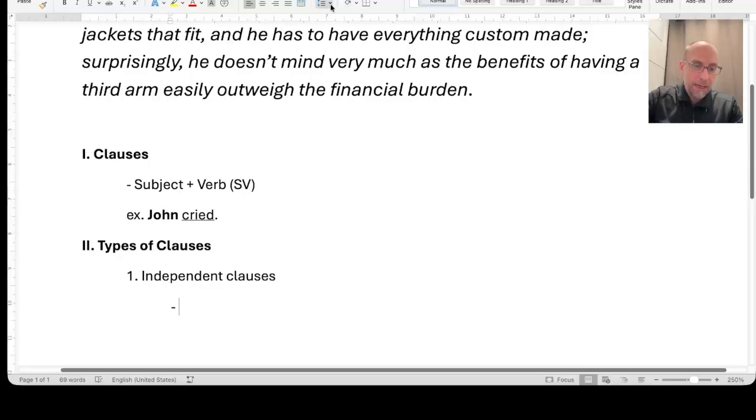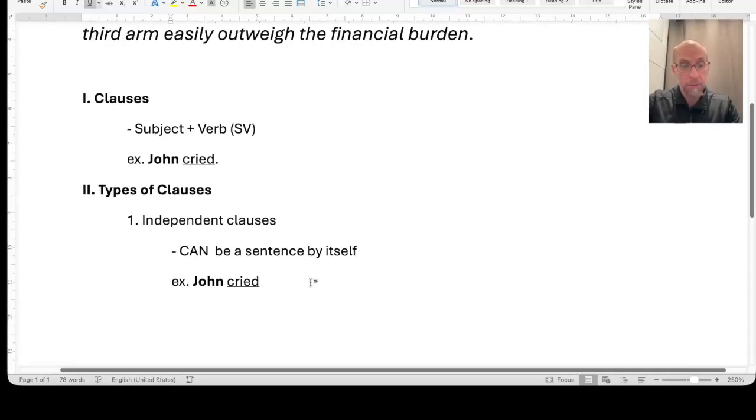Okay, as we know, it has the word clause in it, so it's got a subject and a verb. And independent means that it can stand on its own. It can be a sentence by itself. It doesn't have to be by itself, but it could be by itself. So again, we have our example from above, John cried. That would work. That is an independent clause. Let's move on to the second type.